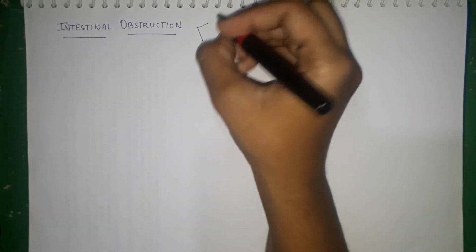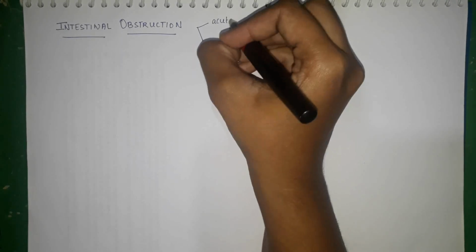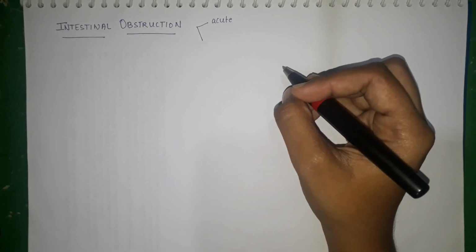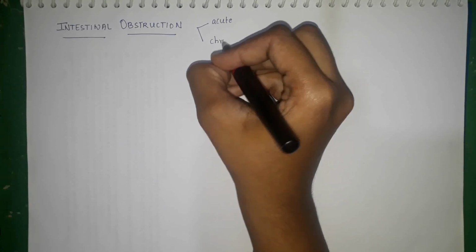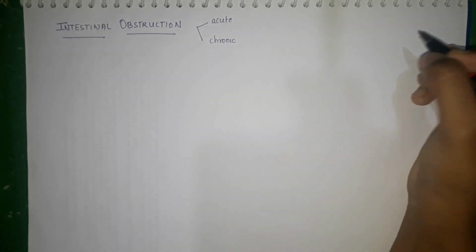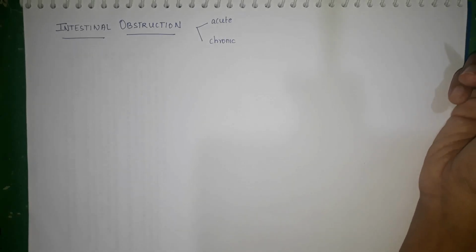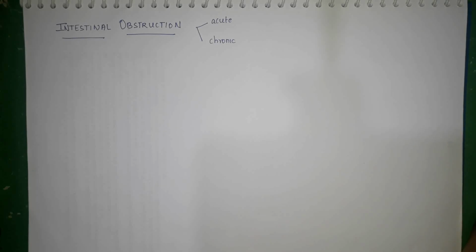A very common classification is acute intestinal obstruction, where there's sudden onset and short duration of symptoms, and one more is chronic intestinal obstruction, where there's a longer duration of time, either in the pathogenesis or in the duration of symptoms, which is very long.